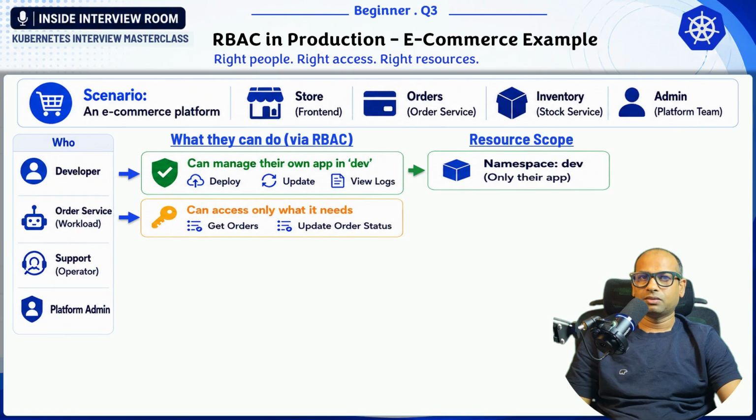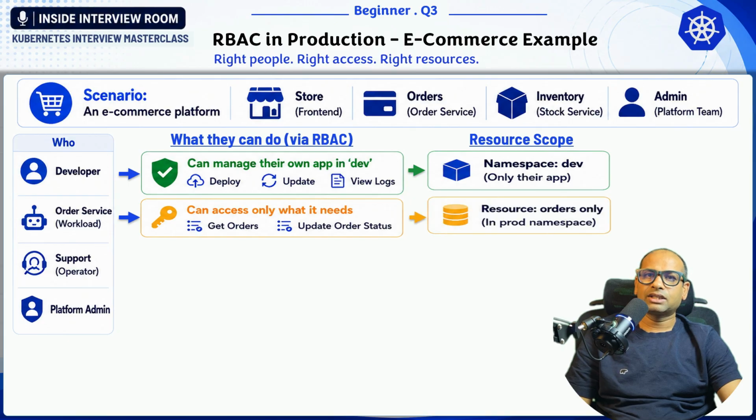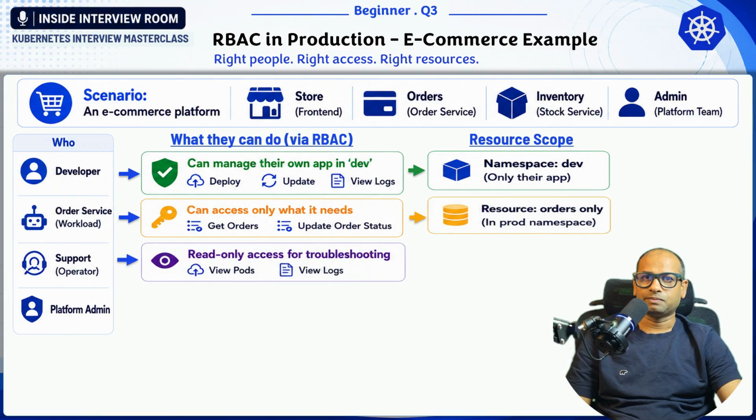Namespace dev. Not in the other namespaces, only for their app. The order service can access only what it needs: get order, update orders, status. Resource orders only in the prod namespace.